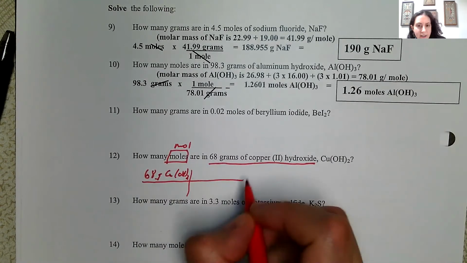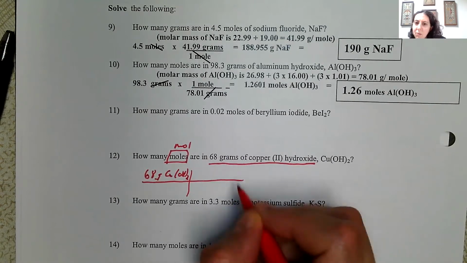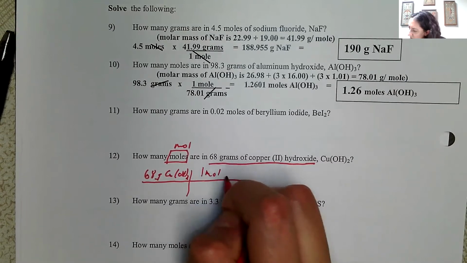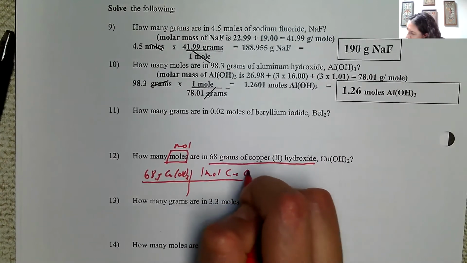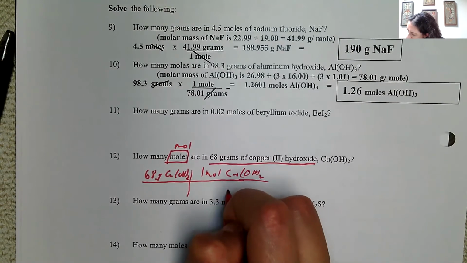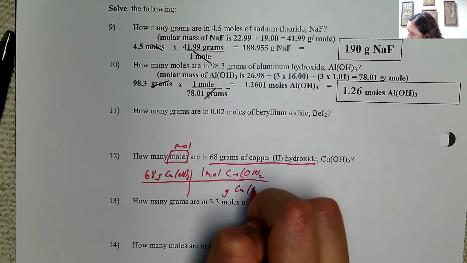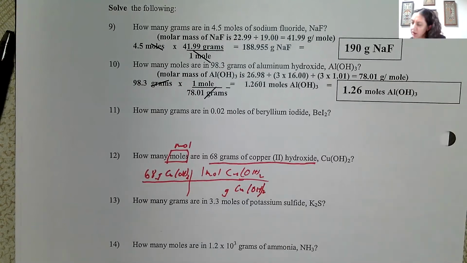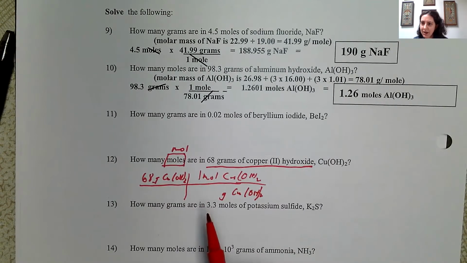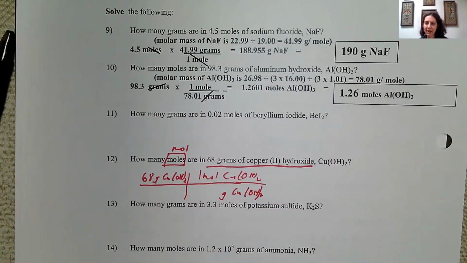Okay, we're going to need to put in our molar mass right here. We're trying to get moles. So I know moles are going to have to be on top here. And I know that grams are going to have to be on bottom here. Now, what exactly is the molar mass of copper hydroxide? Well, we're going to have to do a little bit of math. So it looks to me like copper hydroxide has 1 copper, 2 oxygens, and 2 hydrogens.